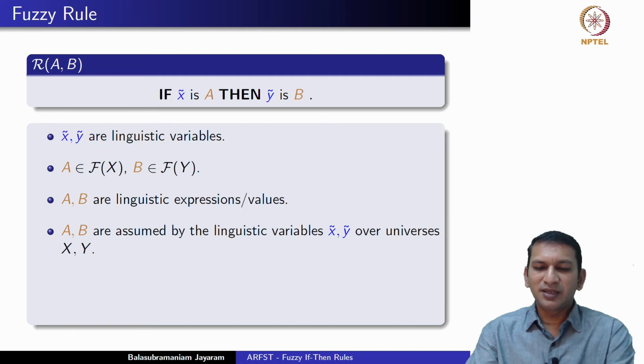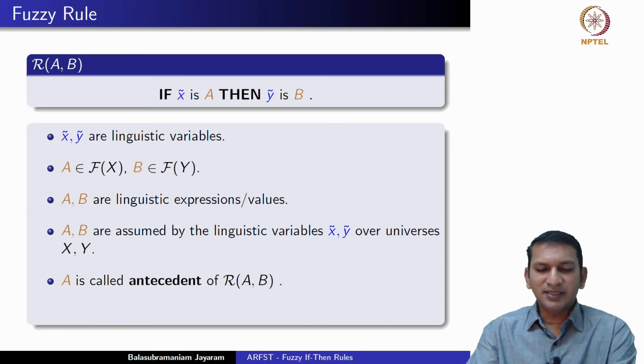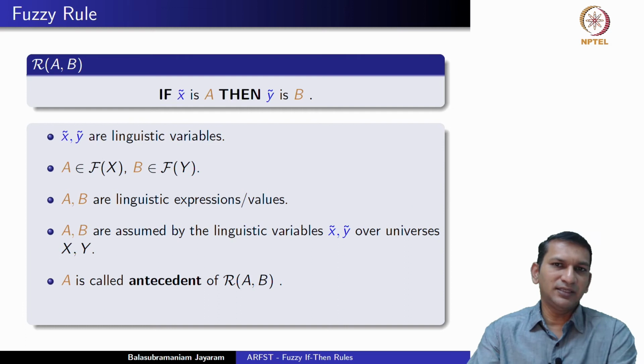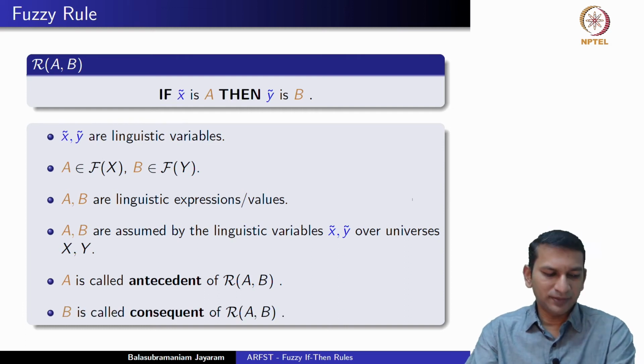Note that x tilde and y tilde themselves are linguistic variables. We restrict them to assume only fuzzy sets which are defined on X and Y respectively. Now, A is called the antecedent of R of AB. So as you can see, x tilde does not play so much of a role except in the notation there. If you are denoting the rule by R of AB, then we refer to A as the antecedent and B as the consequent.